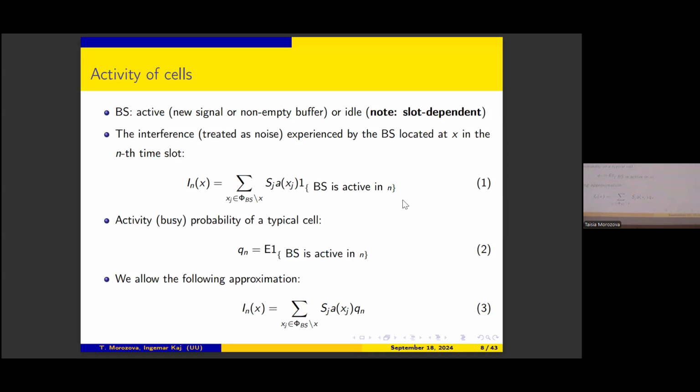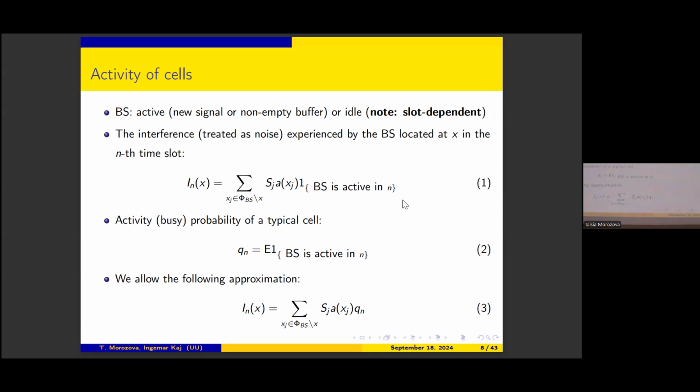So initially we started to work with this model, and I think it became a bit complex really fast. So we wanted to use some kind of approximation or simplification of this formula. What we do is we take this formula 1, and then we replace the indicator with its expectation. So basically, instead of accounting only for the active users, we account for all of them and then just multiply by the probability of activity.